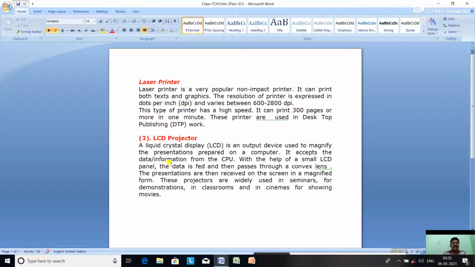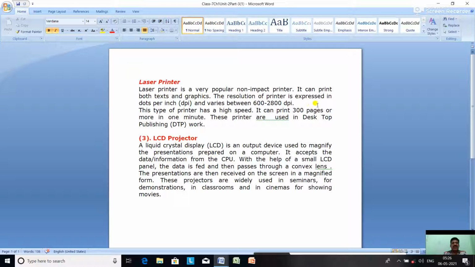The next is the laser printer, the best one. Laser printer is a very popular non-impact printer, very popular nowadays. It can print both text and graphics. Documents can be printed, letters can be printed, and photos also can be printed.